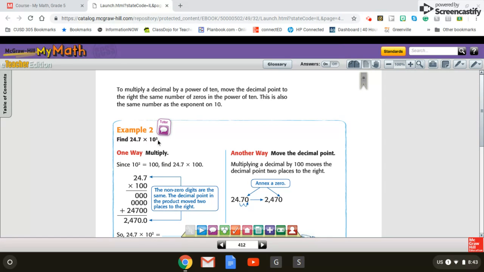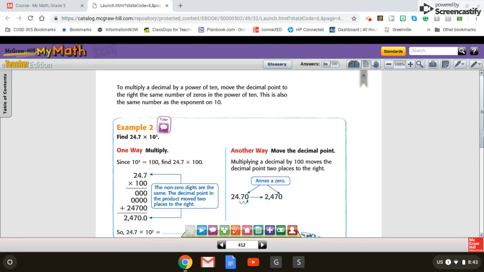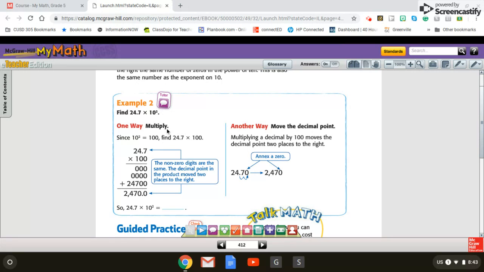Whatever the exponent is tells you how many zeros there should be. Okay, so one way to do it is the long way, the way that takes more time. You're going to take 10 squared, which equals 100. So you're basically taking 24 and 7/10 times 100. You can do that all out and do all the work here.